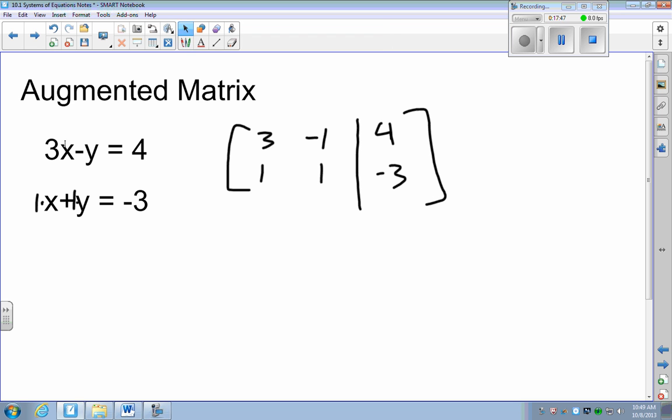Okay, so what I'm showing you guys right here is just a way to organize your system of equations. We won't solve these yet until next class.